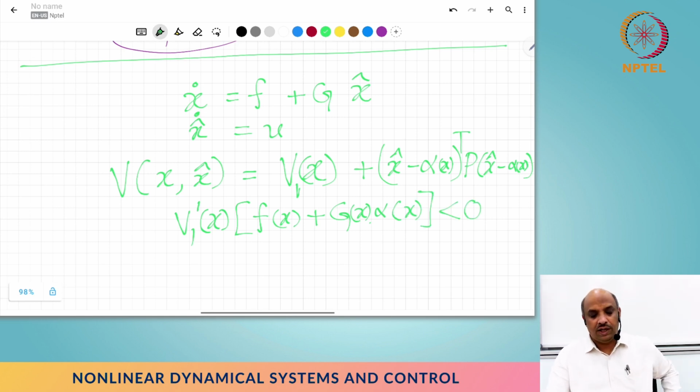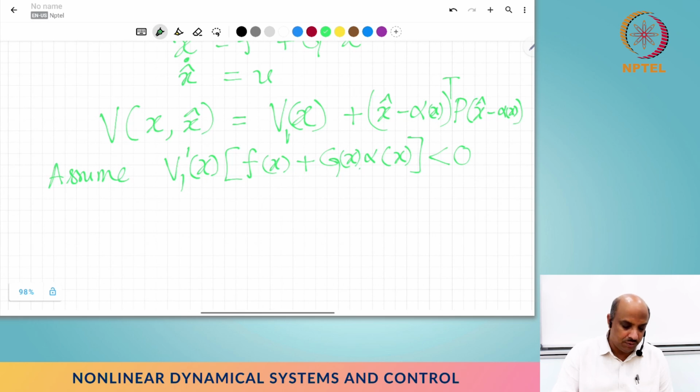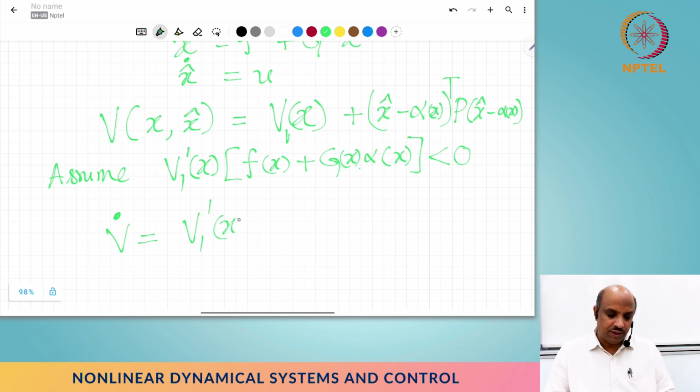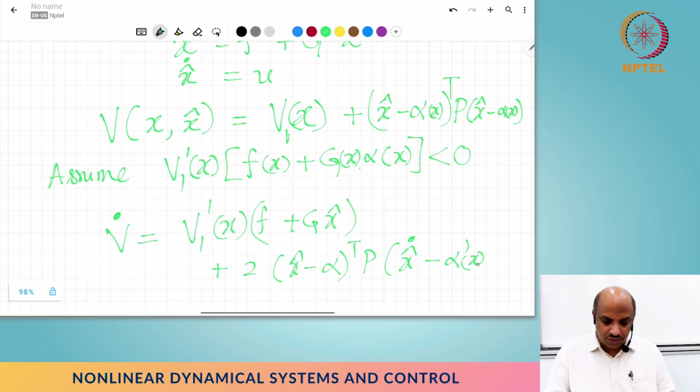So if I replace x hat with some feedback alpha of x, and it turns out to satisfy your standard Lyapunov derivative condition, less than 0, then we can try to find u such that the overall system is stabilized. So with this assumption, I'm going to compute the v dot for the overall system. That becomes v1 prime of x times x dot, which is nothing but f plus g x hat, plus 2 times x hat minus alpha transpose p. This is where we have to be careful: x hat dot minus alpha prime of x times x dot.